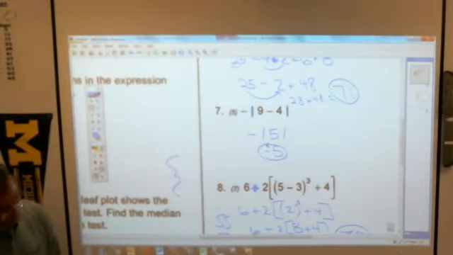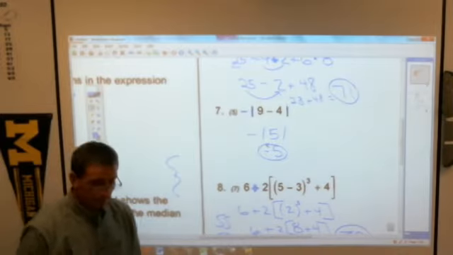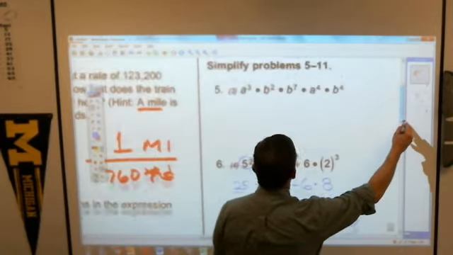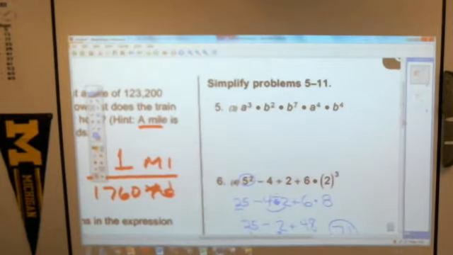Answer to 7. Answer to 5 was A to the 7th, B to the 13th. Which, if I look up there, I see 7 A's and I see 13 B's.